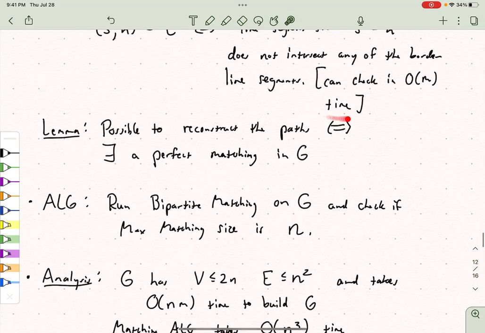Now to prove the lemma formally, you can just take any path, take any set of line segments, and turn it into a perfect matching and vice versa. It's super straightforward to do, so I won't do it, but you can convince yourself that that's true.